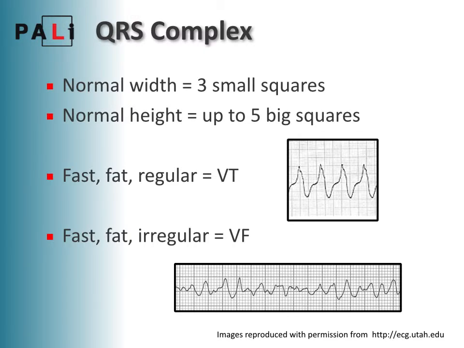Then we want to look at the QRS complex itself. The normal width of it should be about 3 small squares, and its normal height is up to 5 big squares.